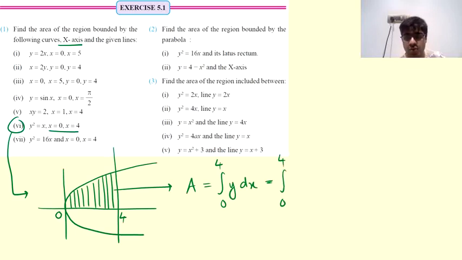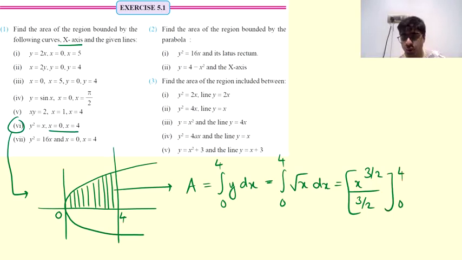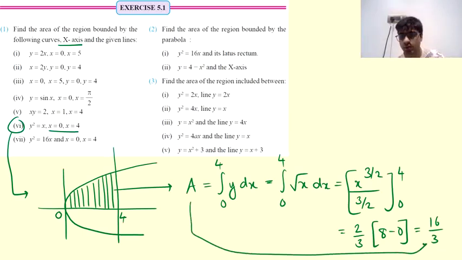So this will be integration from 0 to 4. Y for the given function is root x. Root x means x power half, and integration of x power half will be x power half plus 1, which is x power 3 by 2 upon half plus 1, which is again 3 by 2. And this integration goes from 0 to 4. So this will be 2 by 3. And then when you put x as 4, root over 4 and cube of it will be equal to 8. Then you put x as 0. So 8 minus 0 is what you will have. And finally 16 by 3 is the value of the required area.